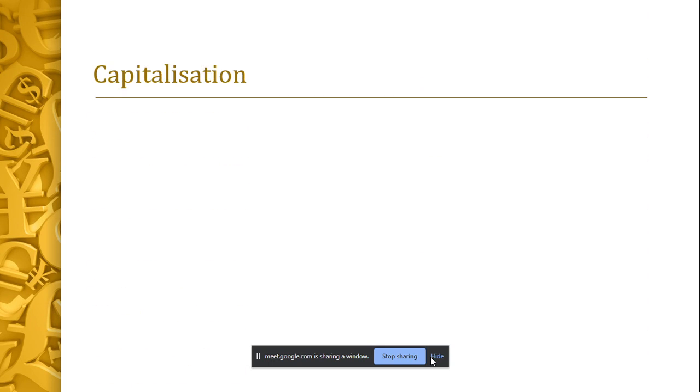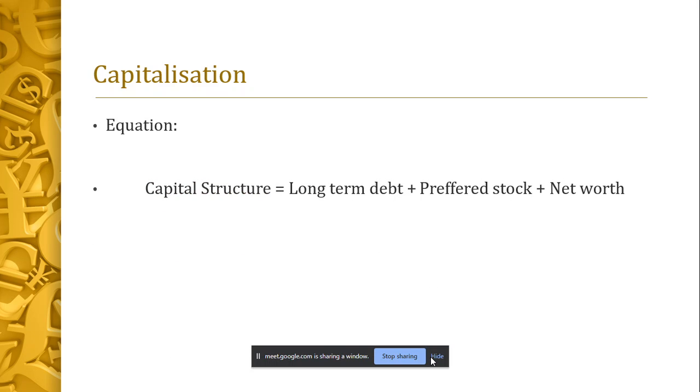Now, moving forward, we had capitalization. Capitalization is nothing but the proportion of debt and equity. The formula of capital structure is long-term debt plus preferred stock plus net worth, or it can also be the total assets minus current liabilities.